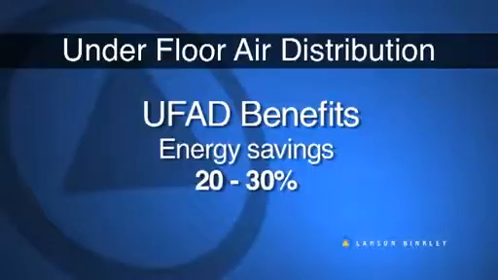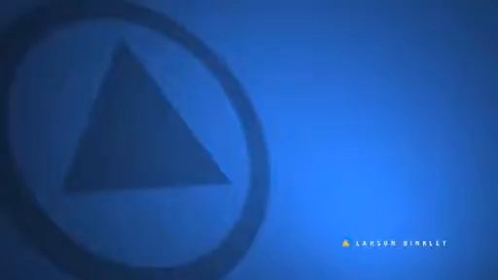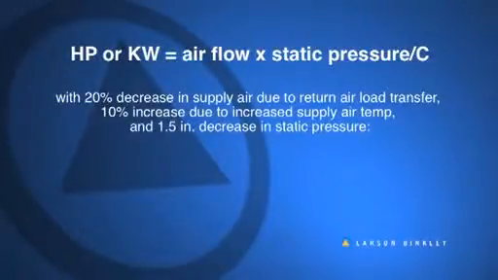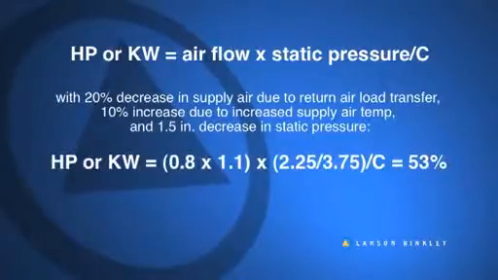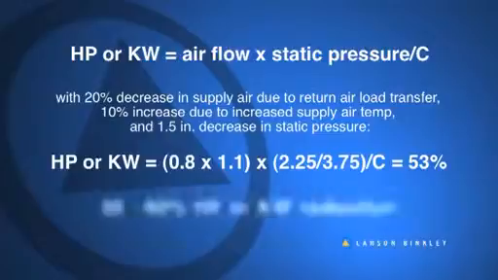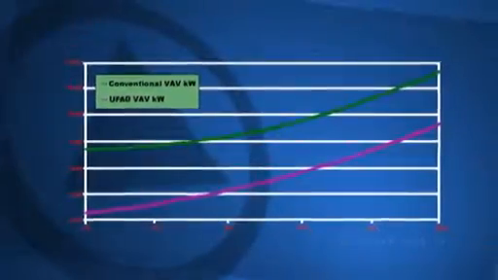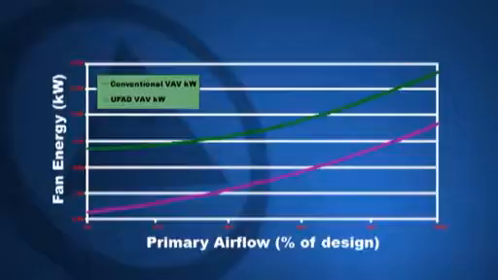20 to 30% energy savings have been experienced with underfloor versus overhead ducted systems. We know that fans use the greatest amount of energy in ventilation systems. With a floor static pressure of only 0.05 inches, the fan horsepower can be reduced by 30 to 50% over a ducted system utilizing 1.5 to 2 inches of static pressure. This is why underfloor air has significant savings in energy usage versus conventional ducted overhead systems.